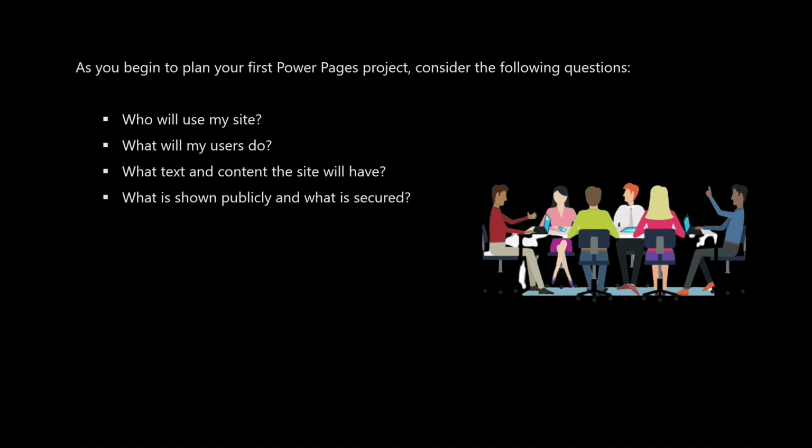Okay, what is shown publicly and what is secured? That is very important from the security point of view: what content, text or data you want to show to the anonymous user, and what data you want to expose to the authenticated or secured users, right? So let's say you are creating an event management portal where some of the data, for example, what are the trainings, boot camps, or events going to happen in the next 6 months or 1 year. You want to show that information publicly. You don't want the user to register to view that information, right?